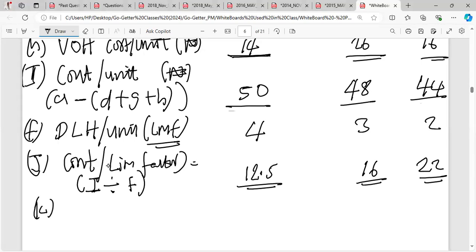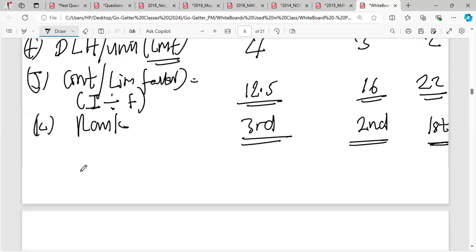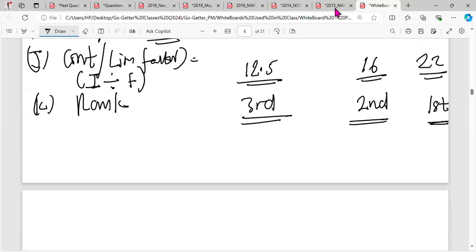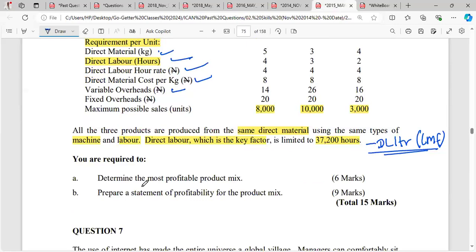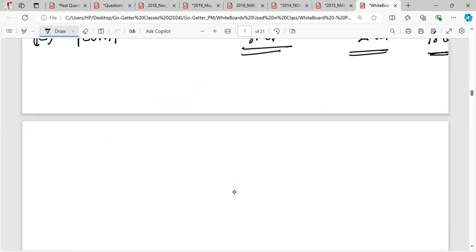After that, this is J. My K will be ranking, or rank. This now will become first. This will become second. And this will become third. That's our ranking. We are ranking based on contribution per limiting factor. Remember, our question is asking us the most profitable product mix. So now we are going to the production schedule.